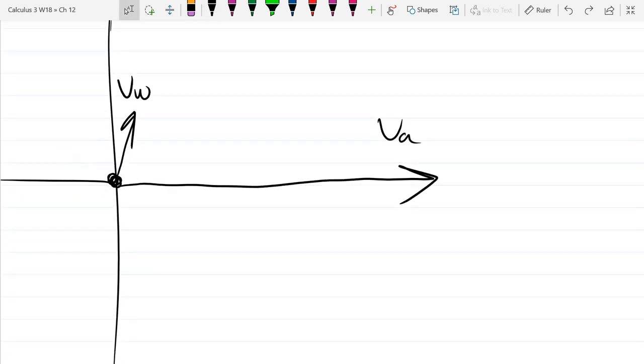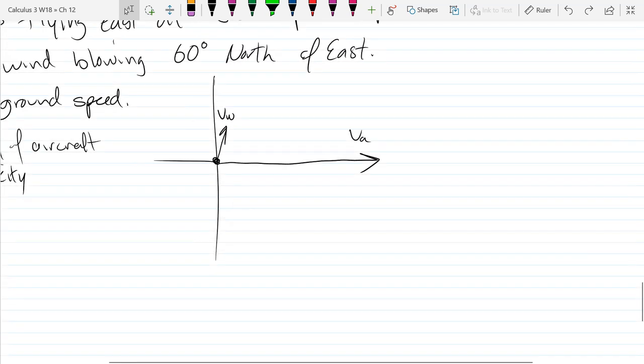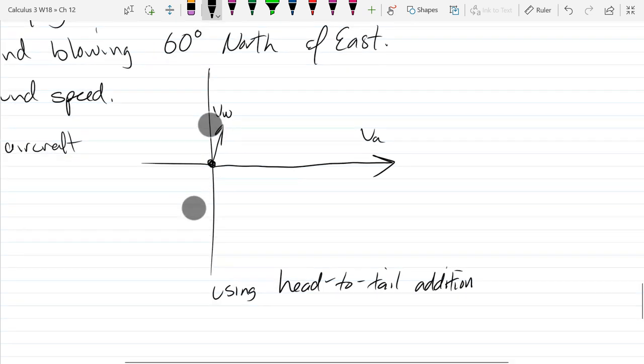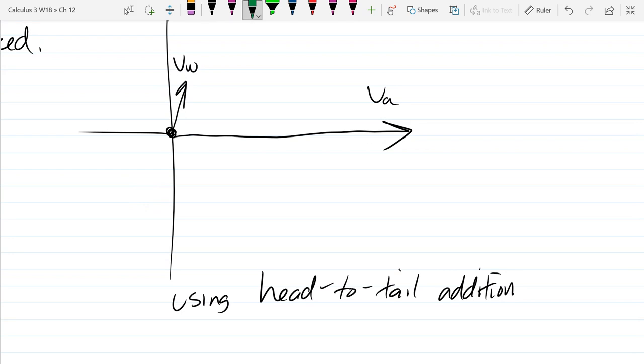And the way we're going to do it is called head to tail. All addition of vectors is head to tail. So what we do is take a copy of one of the vectors and rewrite it so it appears to start at the end of the first vector. So I moved VW over. So that's VW.